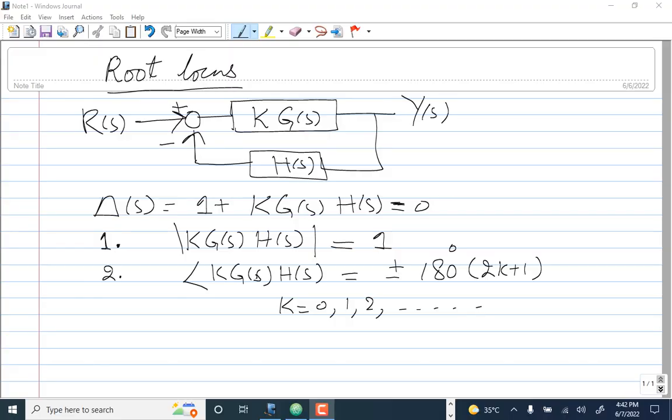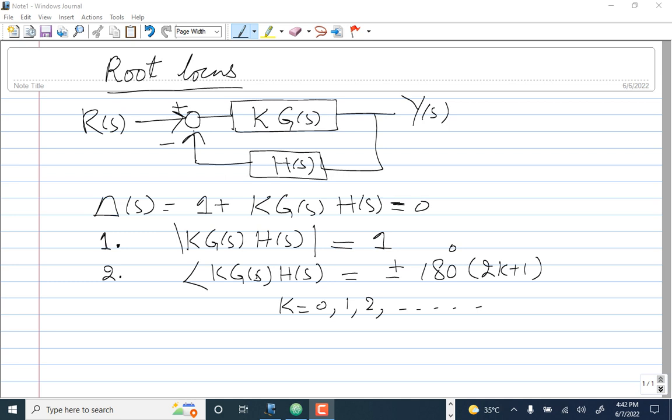Hello everyone, today we will start root locus and we try to learn it in a very easy way. What are the steps that you can follow to easily learn the root locus? So the root locus basically starts with an input and output. You have this feedback system with K, G(s), H(s).